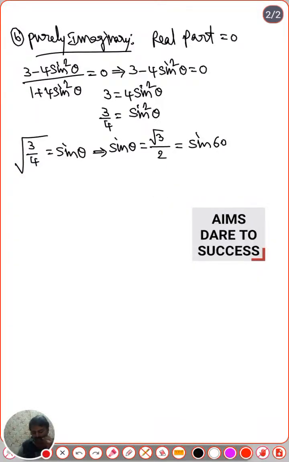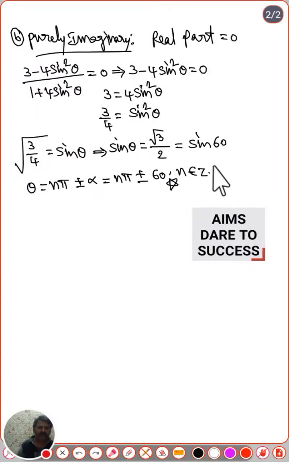Here sin theta = sin alpha, so we get the real value of theta: theta = n pi plus or minus alpha. This is the formula. Here alpha means the angle, 60 degrees. This is the real value, where n belongs to Z.